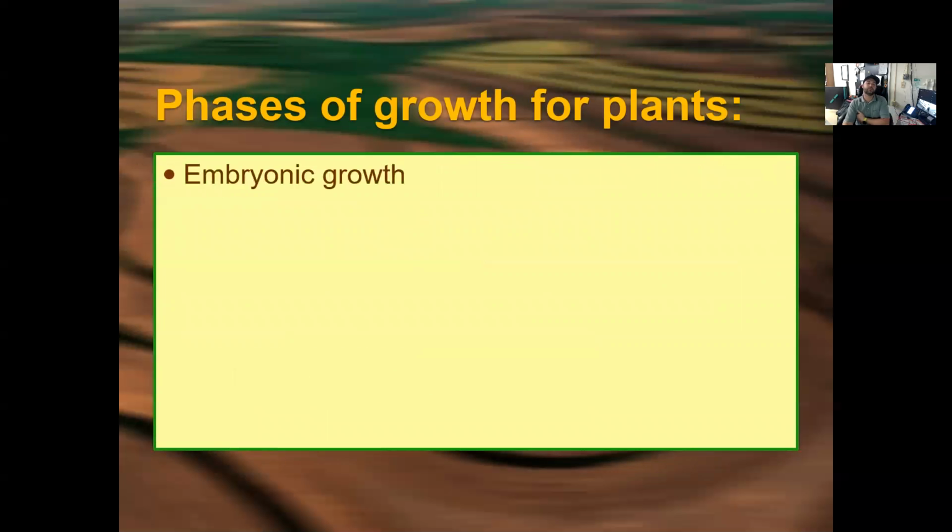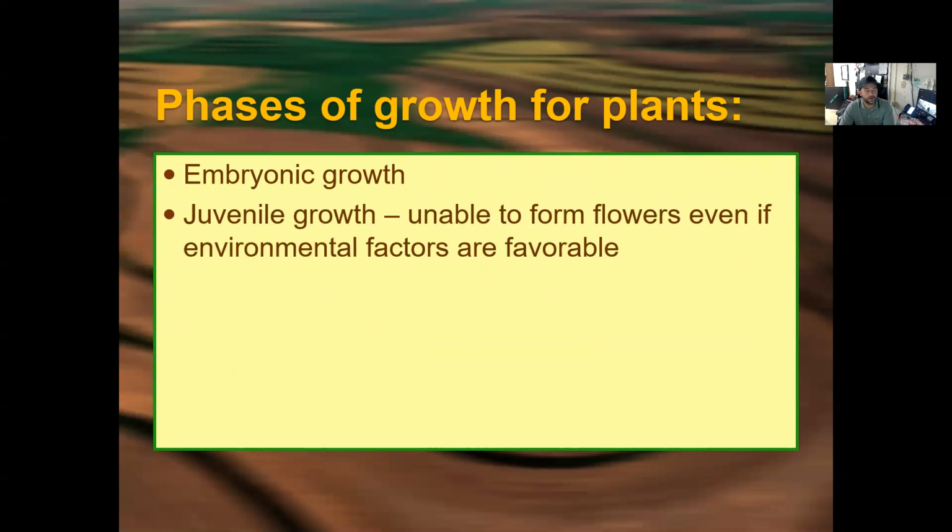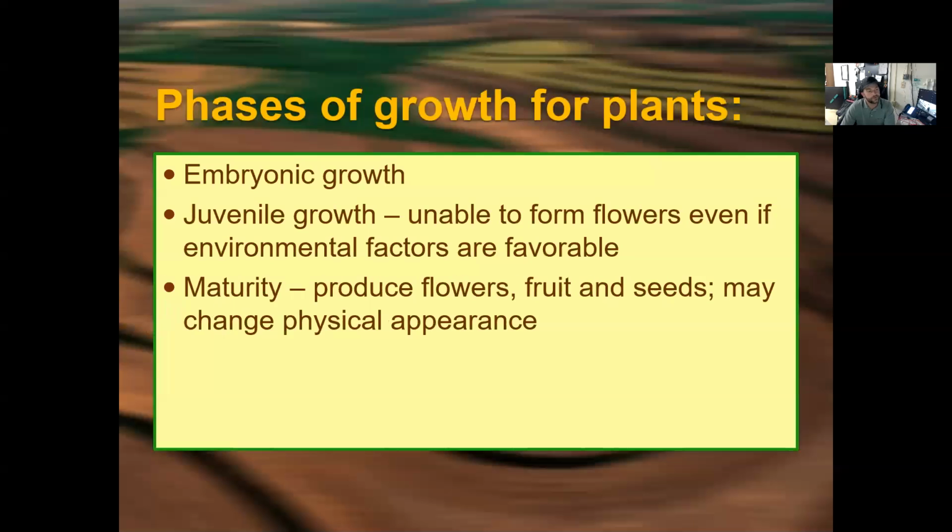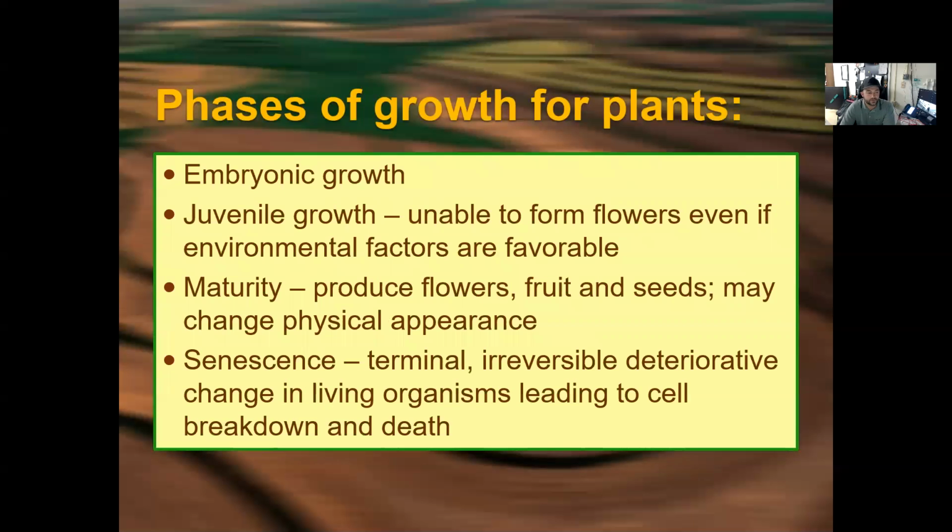So, phases of plant growth: you have embryonic growth, then juvenile growth, which is unable to form flowers even if environmental factors are favorable. Maturity produces flowers, fruit, and seed, and may change physical appearance. And then senescence, which is terminal, irreversible, deteriorative change in living organisms leading to cell breakdown and death.